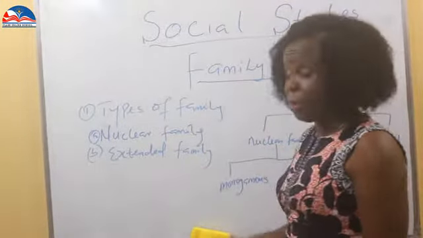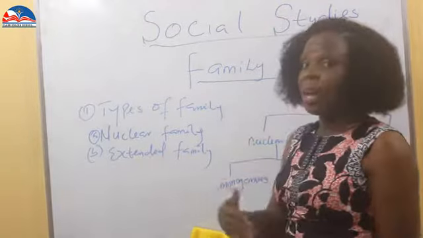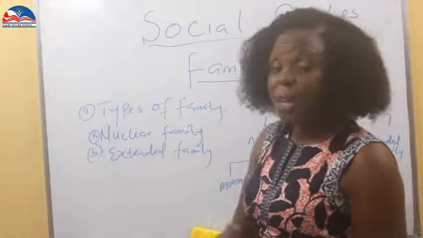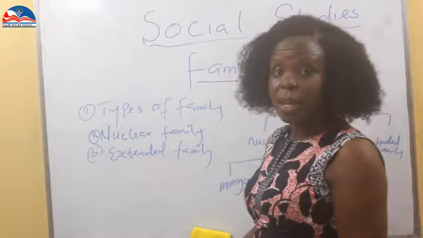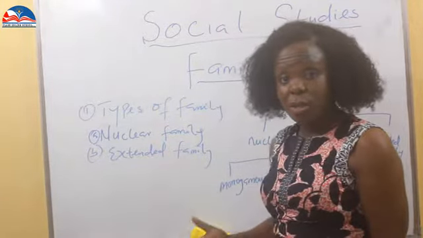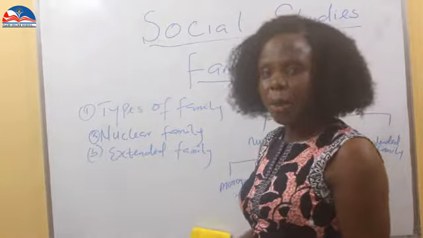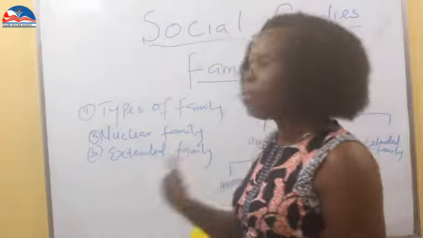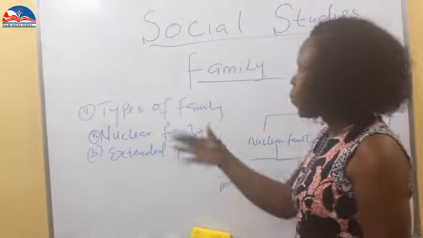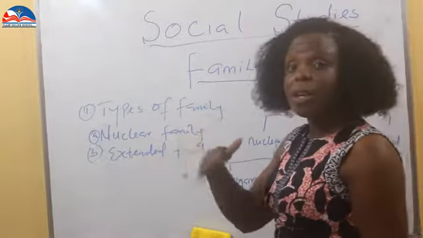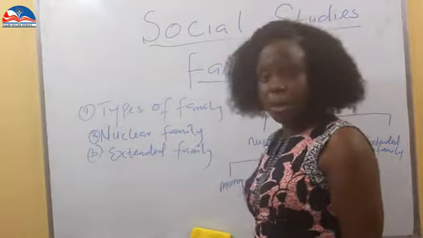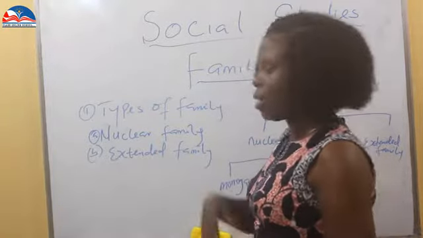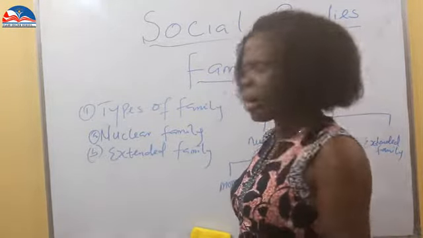We've seen what the family is, and we've seen how one can become part of a family. Don't forget, we mentioned three things: by adoption, by blood, and by marriage. Now, what are the types of family we have? We'll have the nuclear family and we'll have the extended family. Let me make it clearer to you so you can understand it.